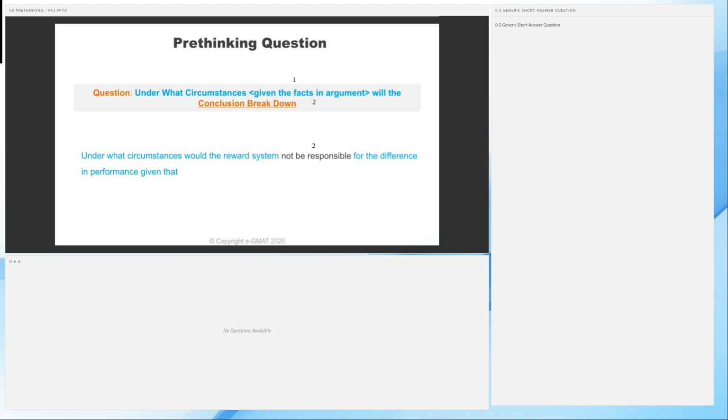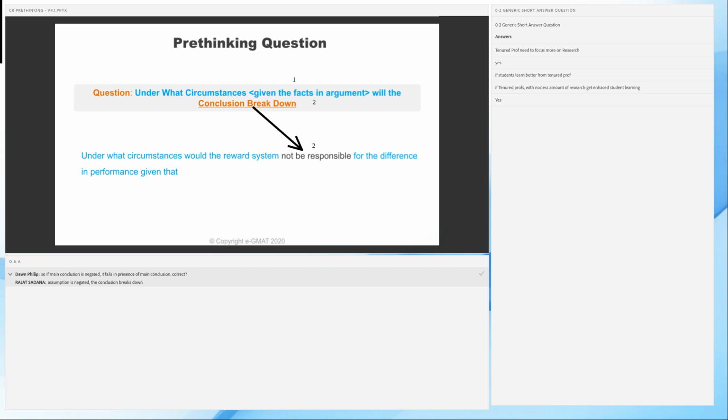See the translation, please? How conclusion breakdown is translated to the reward system not being responsible. Right? I'm looking for a yes, no response. Can you see the translation of this as this over here?